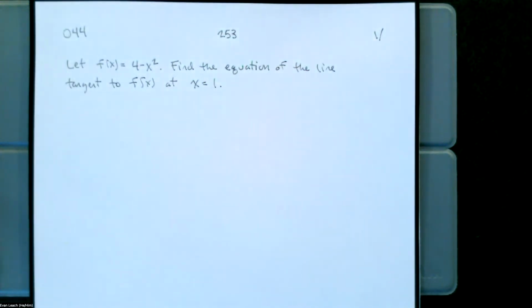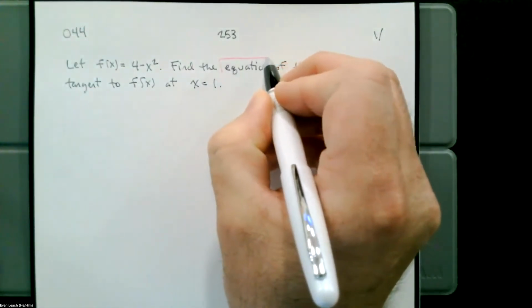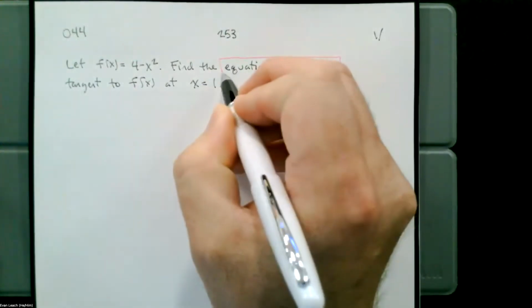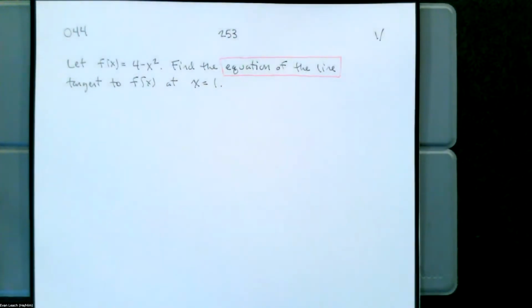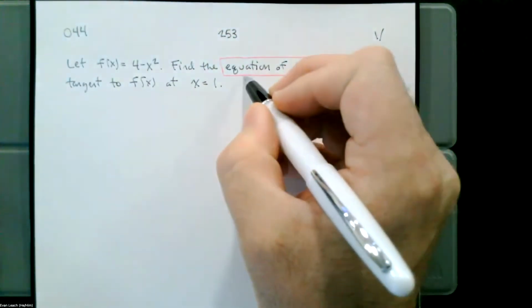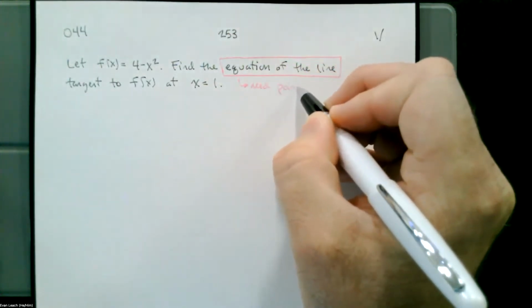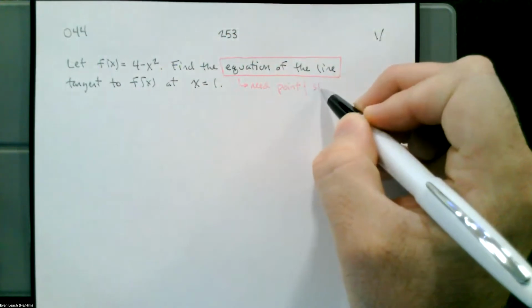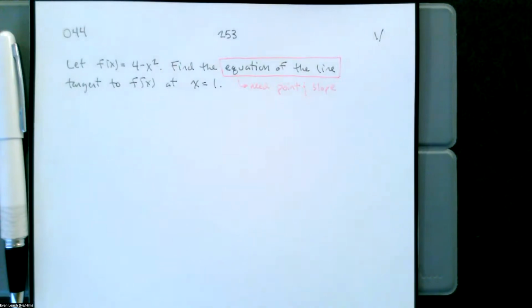Here's an application of derivatives. I want you to find the equation of a line tangent to the function f of x at x equals 1. So I'm asking you to find the equation of a line. That means we need to have a point and a slope. So we need two pieces of information. We need a point and a slope.